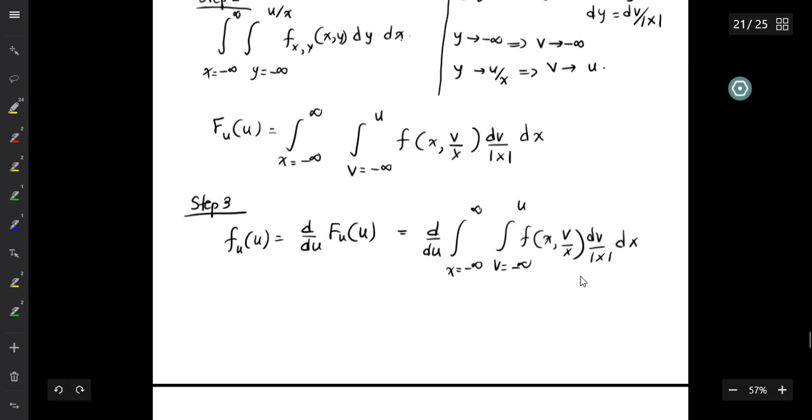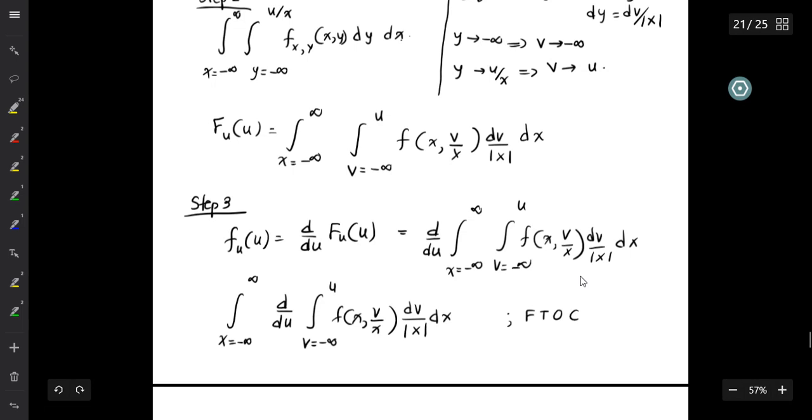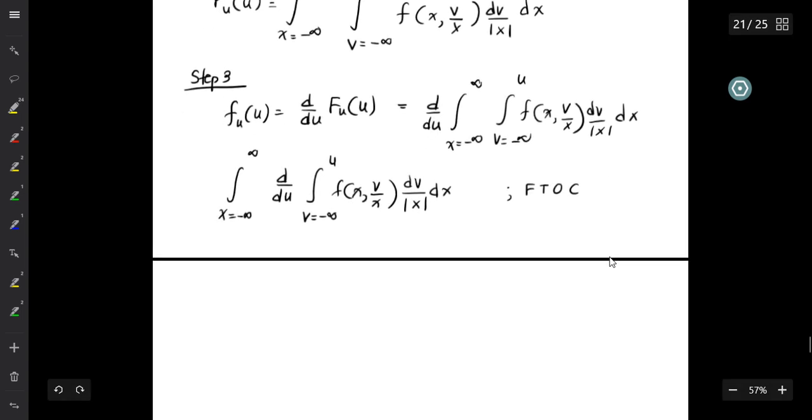Now, if you can remember the fundamental theorem of calculus, we are applying that again. The outer integration is independent of u, so we can write it as it is, and then you take the derivative inside. So you have v going from negative infinity up to u, f of x, v over x, dv over absolute value of x, dx. Again, according to the fundamental theorem of calculus, what will happen? The derivative and the integration balance, and we'll end up with only the outer integral.